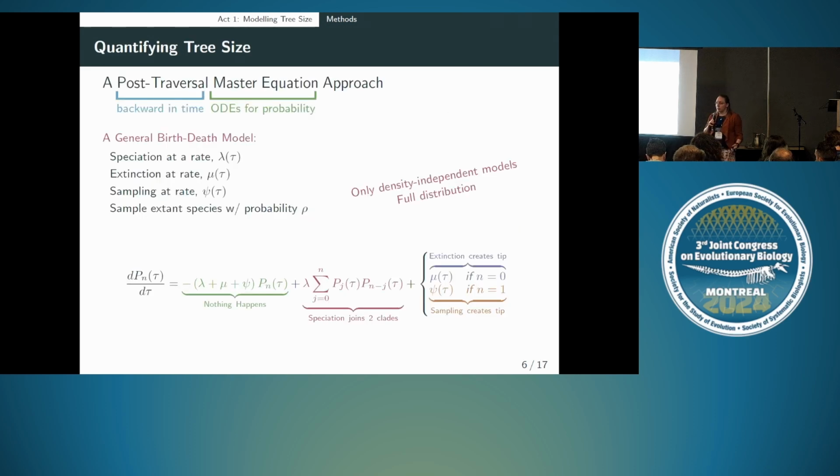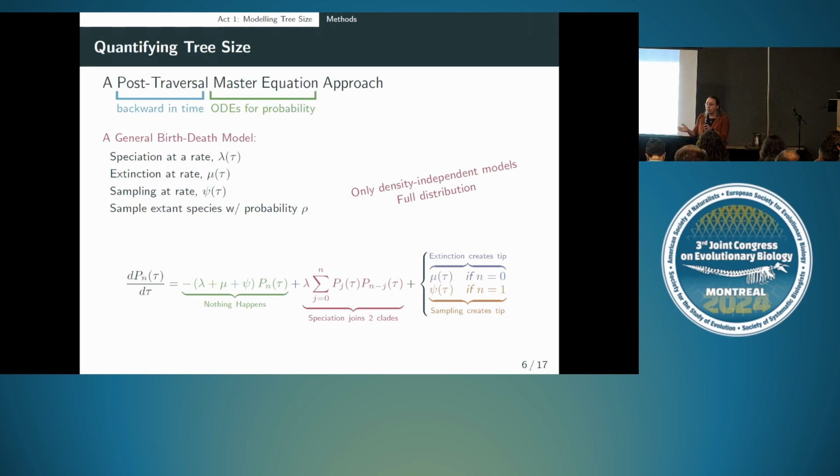But given these 3 measures, how do we develop expectations for how big that tree should be? Well, I'm going to present 2 different methods. The first method is based on a post-traversal master equation approach. So I want to break down this name to help you understand what this method is. First of all, it's post-traversal. That means that we do the calculations from the present day going backwards in time.